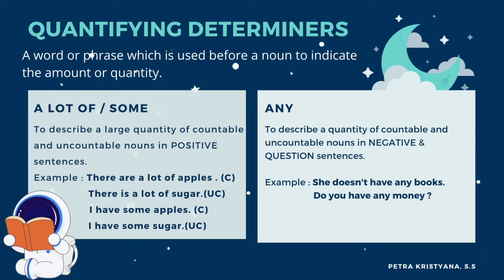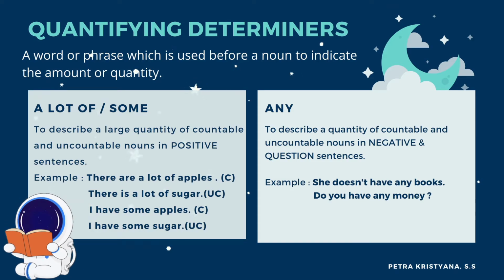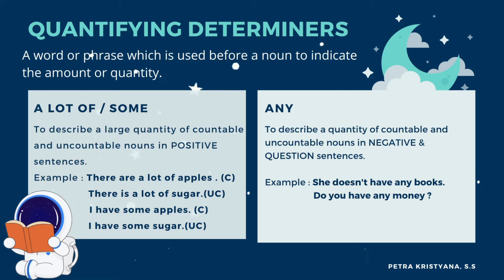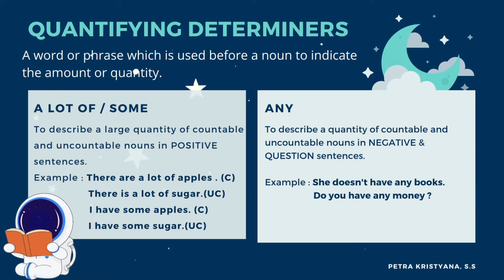is to describe a quantity of countable and uncountable nouns. Jadi untuk menjelaskan juga sama benda yang bisa dihitung dan tidak bisa dihitung, but in negative and question sentences. Ya, jadi any itu boleh digunakan ketika kalimatnya itu negatif ataupun kalimatnya bentuk kalimat pertanyaan. Ya, for example, she doesn't have any books, or do you have any money?